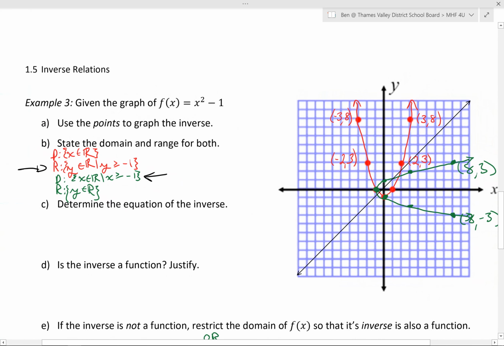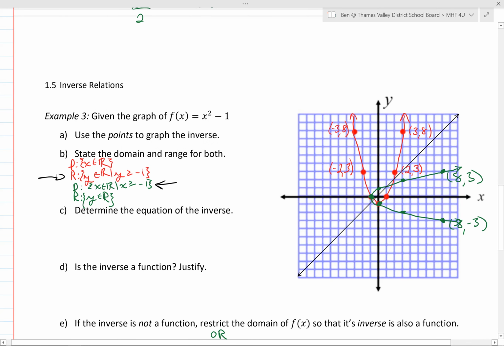And again, that makes sense because we're interchanging all of the x and y variables, and we remember our domain is all of the possible x values of a function, the range is all of the possible y values of a function or relation. Then it makes sense that the domain and range will switch as we go from a function to its inverse.